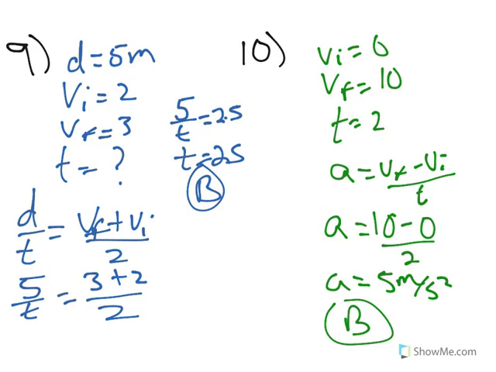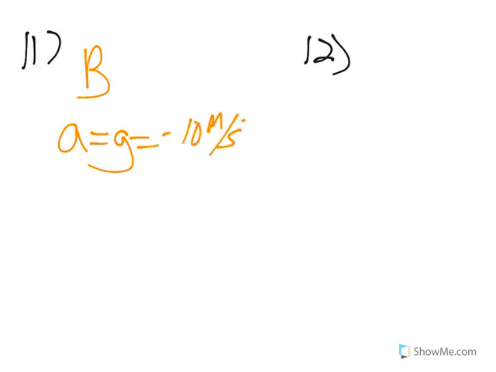Alright, number 11. An object falls freely from rest for 3 seconds. The acceleration of the object is. It's kind of a trick question. The answer should be B, because acceleration should be the acceleration due to gravity, which is always negative 10 meters per second squared if we include the direction, but just as the magnitude itself, it should be 10 meters per second squared, which is B.